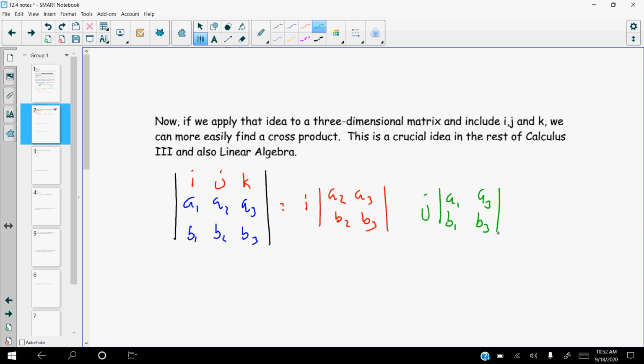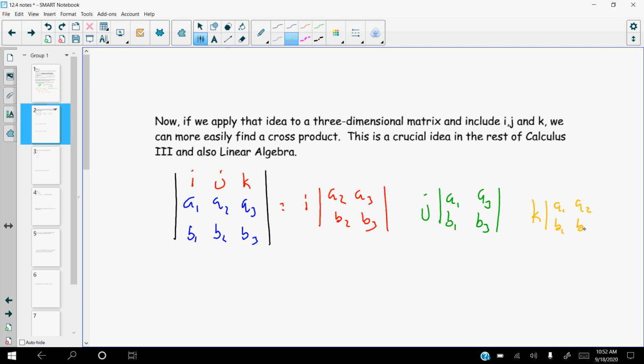And then the last one, as you probably guessed, is the K. If I eliminate the K row and the K column, that's going to leave us with A1, A2, B1, B2. So over here, we write K times A1, A2, B1, B2.